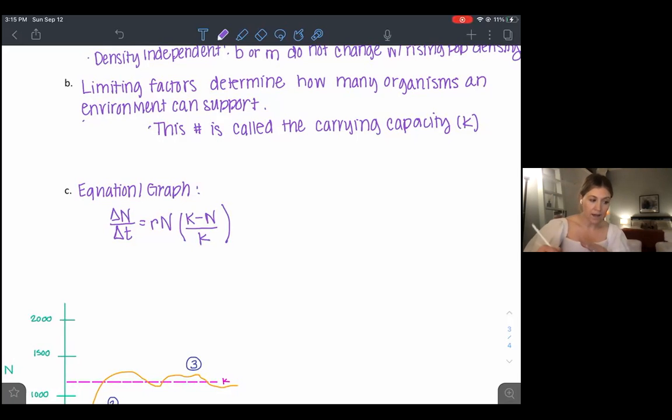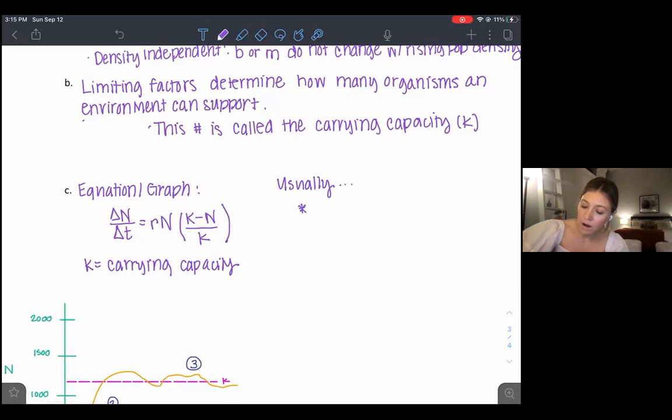Okay. So again, K is carrying capacity, and that carrying capacity is going to be determined by limiting resources. Okay, so carrying capacity is not a static number. It can change over time as the resources actually change over time. Okay, we're going to get into our graph in just a second, but before we do, we can think about some situations that we typically see.